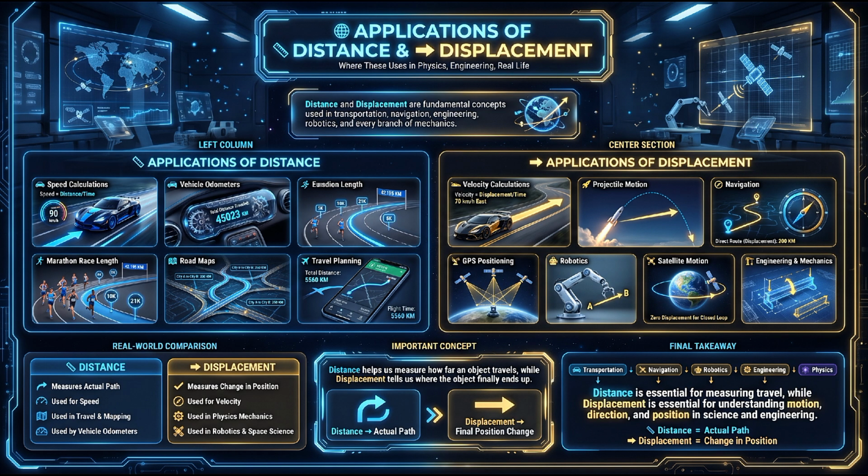Whenever we want to know how much path an object has traveled, we use distance. Distance measures the actual length of the path followed, regardless of direction. One of its most common applications is in speed calculations. Since speed is defined as the total distance traveled divided by the time taken, distance is an essential quantity whenever we calculate how fast a car, train, bicycle, or athlete is moving.